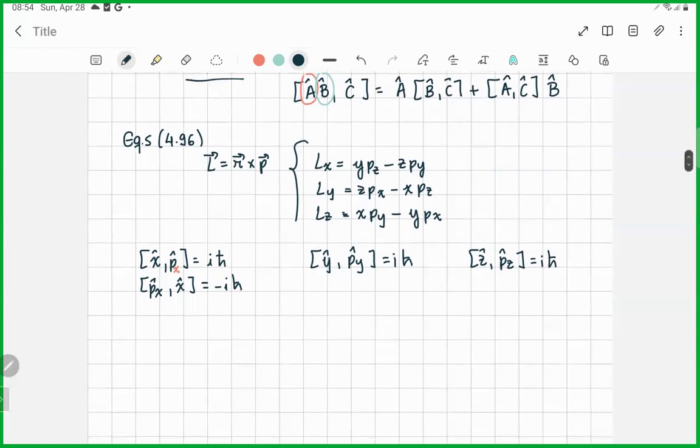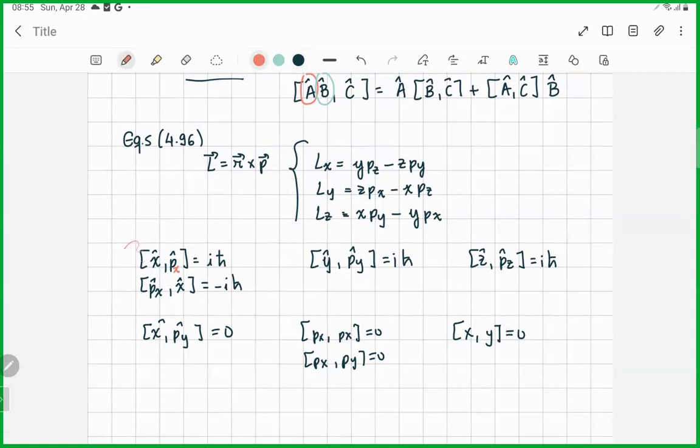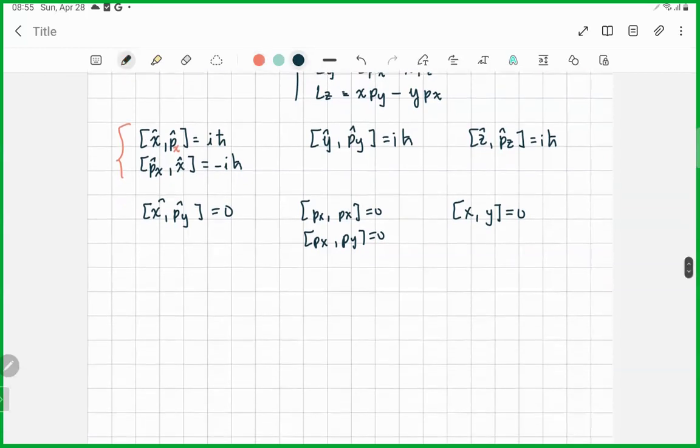Now careful, you cannot mix directions. If you check X with PY, this is zero. Same thing if you check Y with PZ and so on. Now, if you do commutators between any P, PX with itself is zero, PX with PY is zero, and if you do the coordinates, X with Y is zero and so on. So the only thing that really survives is X with P in the same direction. Okay, we remember all this, now we can go for the problem.